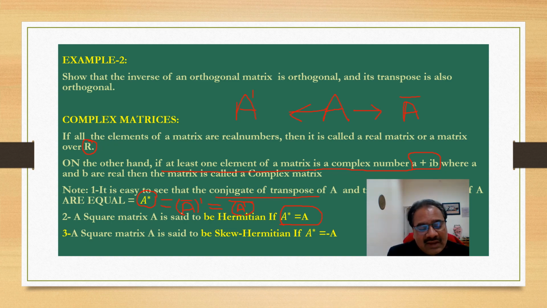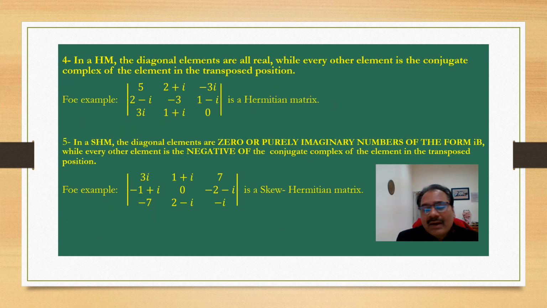And a square matrix A is said to be skew Hermitian if A star is minus A. Okay, so this is a very special matrix. What is the other condition and other important fact associated with this? In a Hermitian matrix the diagonal elements are all real. क्या होना चाहिए? Diagonal element means this element, all of these should be real, while every other element is the conjugate complex of the element in the transposed position. Look here, this is conjugate complex, this is conjugate complex.